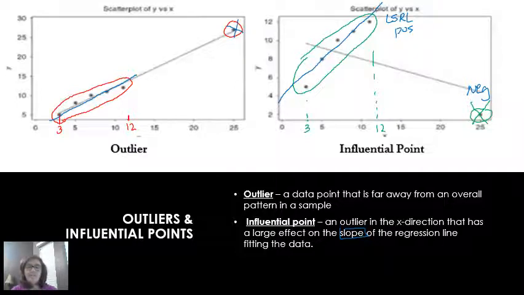So that's the difference between an influential point and an outlier. An influential point is an outlier, but it influences the slope.